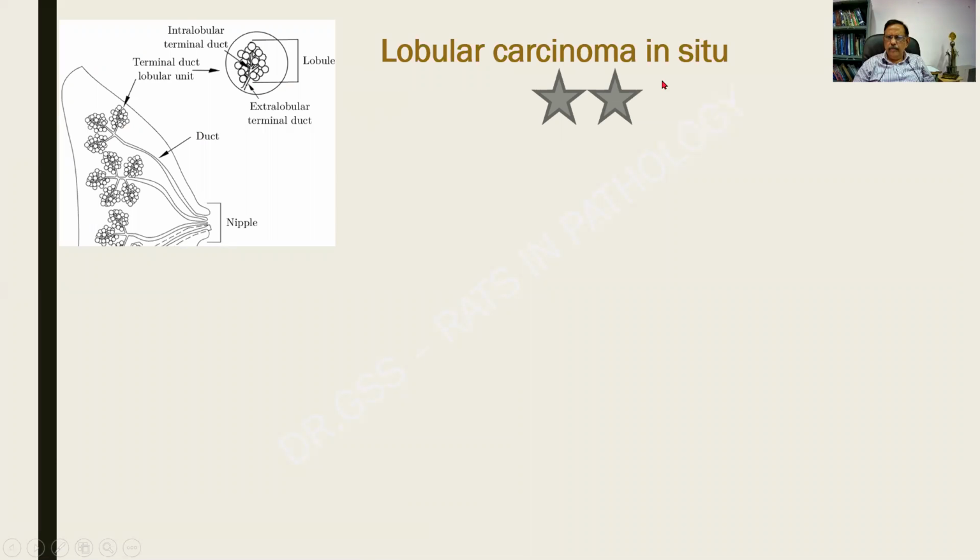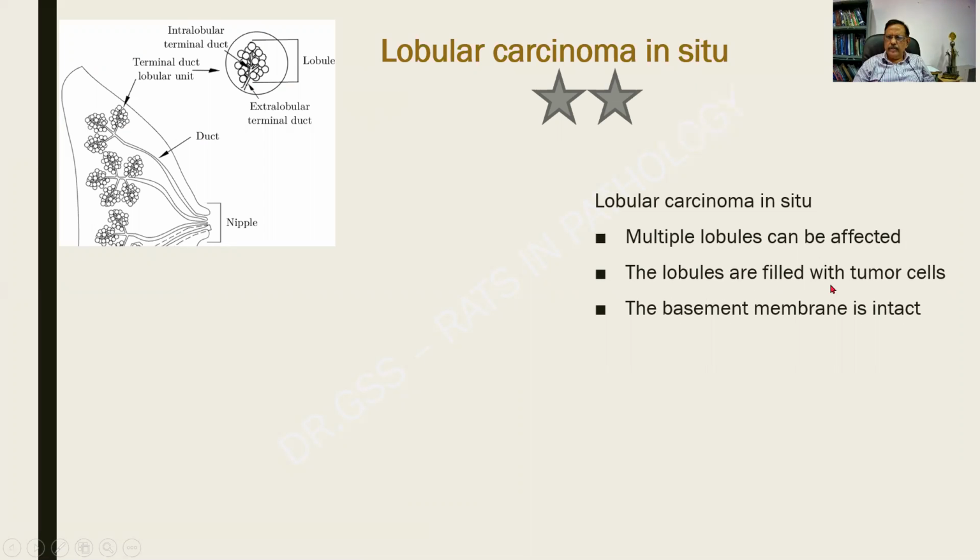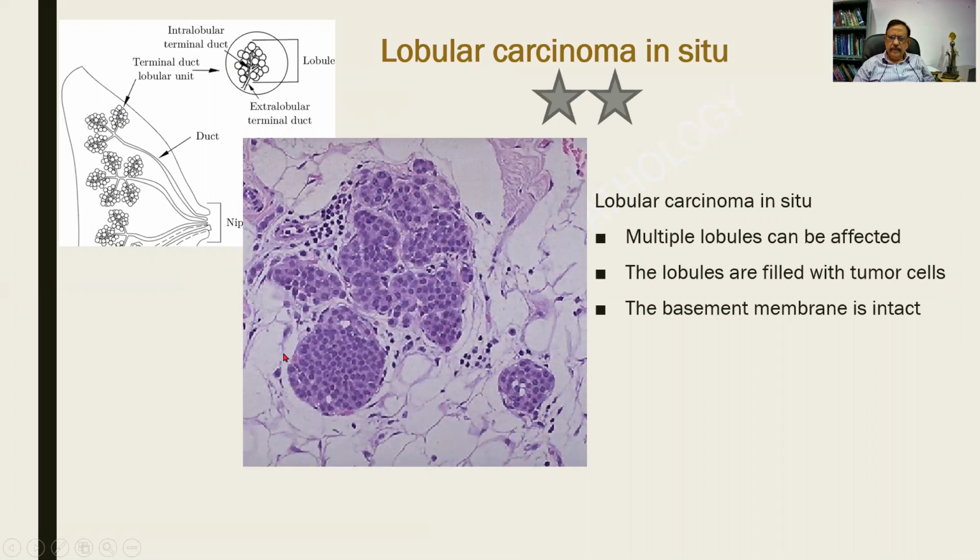The same picture, lobular carcinoma in situ. What does it mean? Multiple lobules. The lobules are filled with tumor cells and the basement membrane is intact. Always a little picture is worth a million words. Look at this. I am finding the lobule that is filled with the tumor cells, but I am able to draw a clear line around. This is the basement membrane. This is another lobule that is filled with tumor cells. So this is a picture of lobular carcinoma in situ. The cells are uniform, slightly larger than lymphocytes. This is the picture. Once I say in situ, it means there will be an infiltrating tumor.